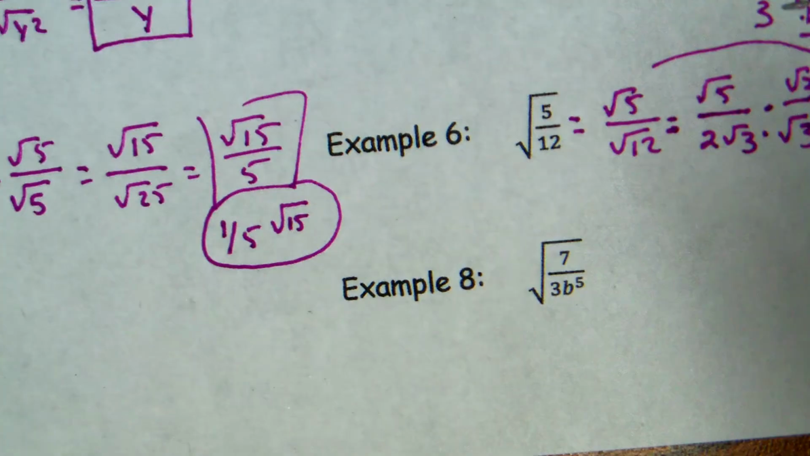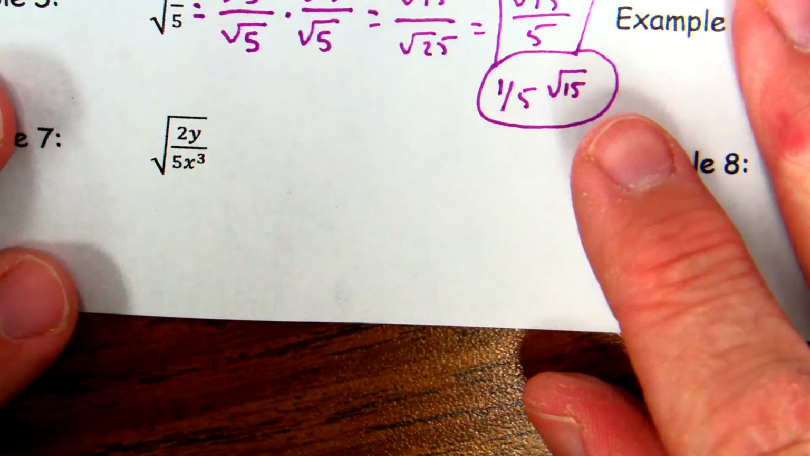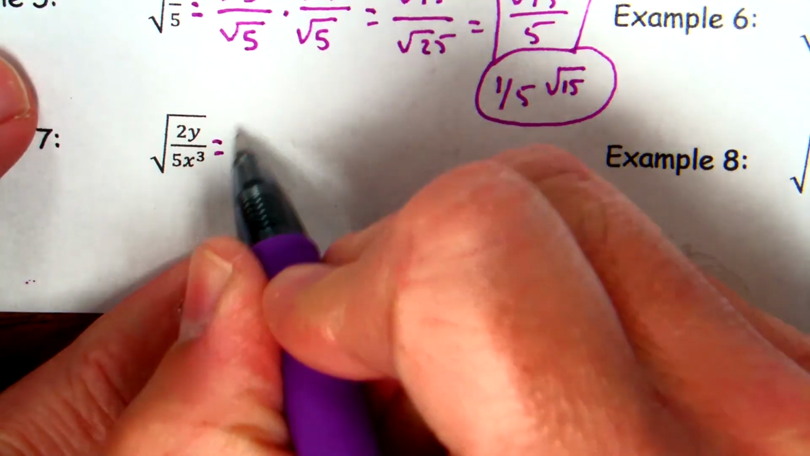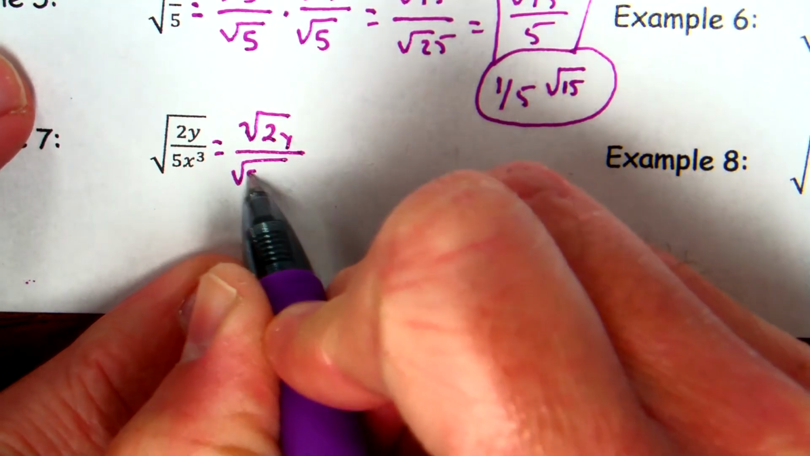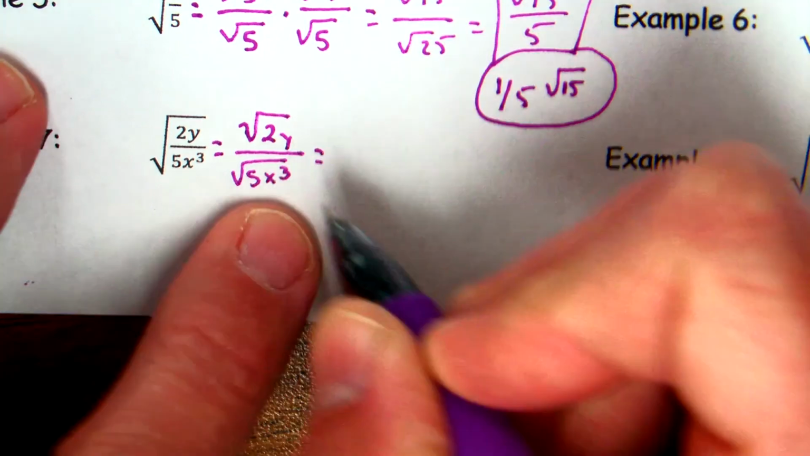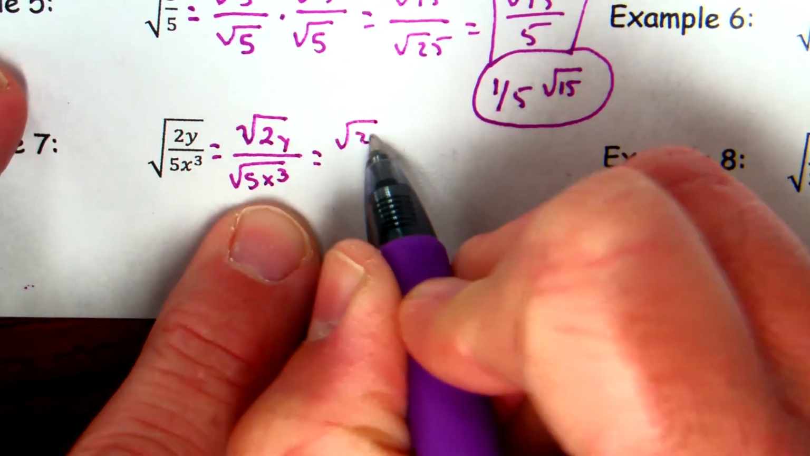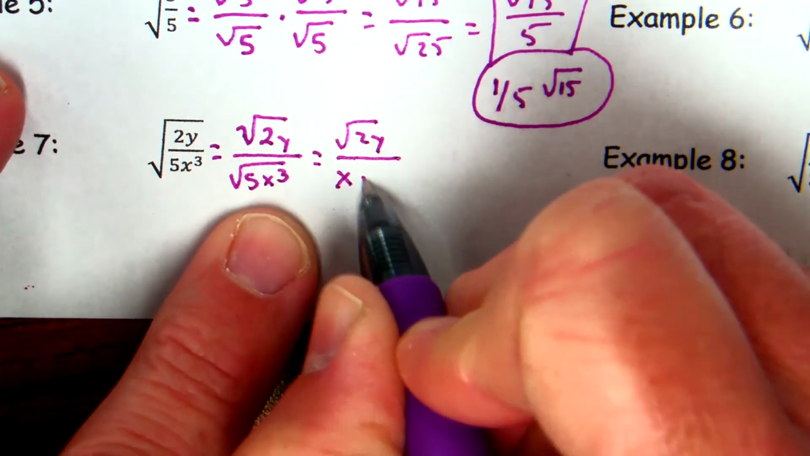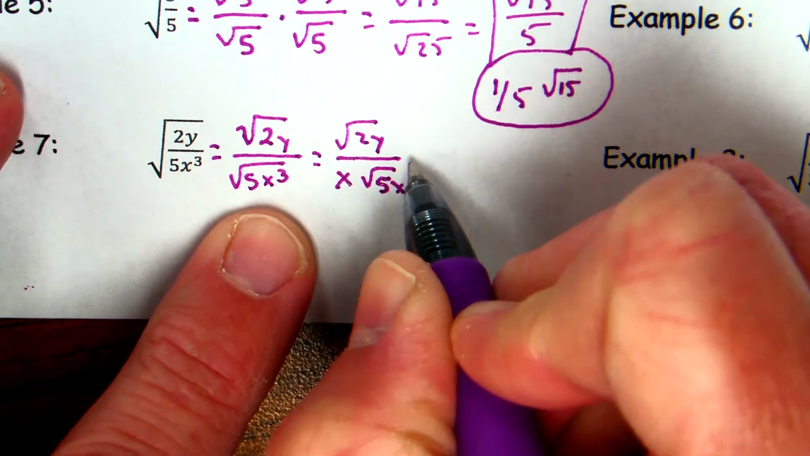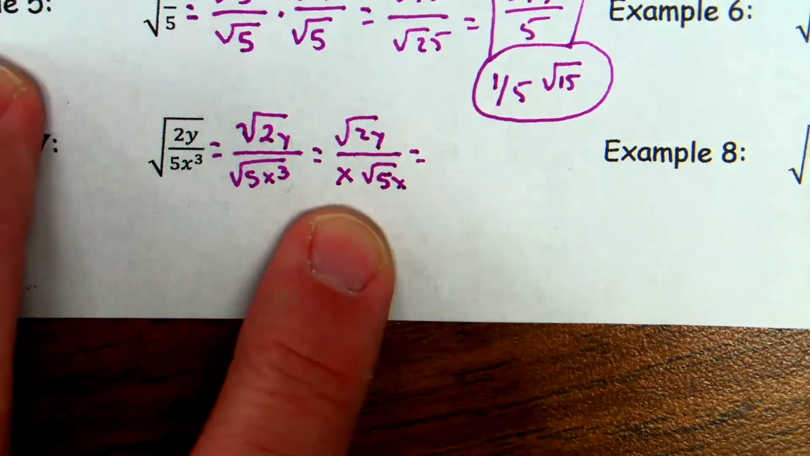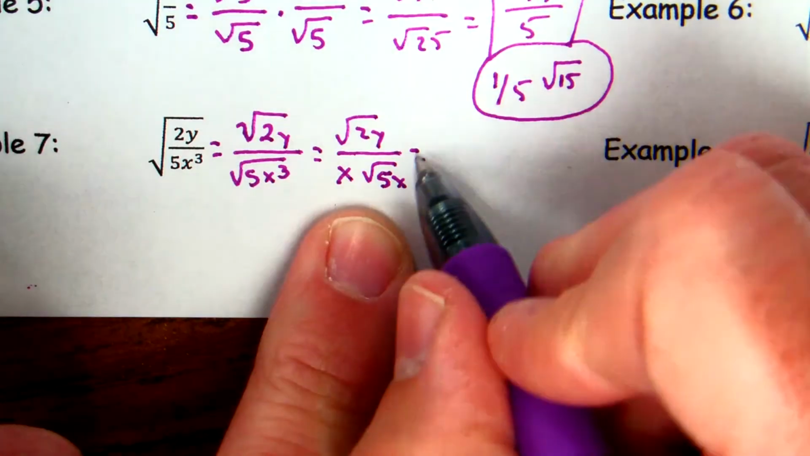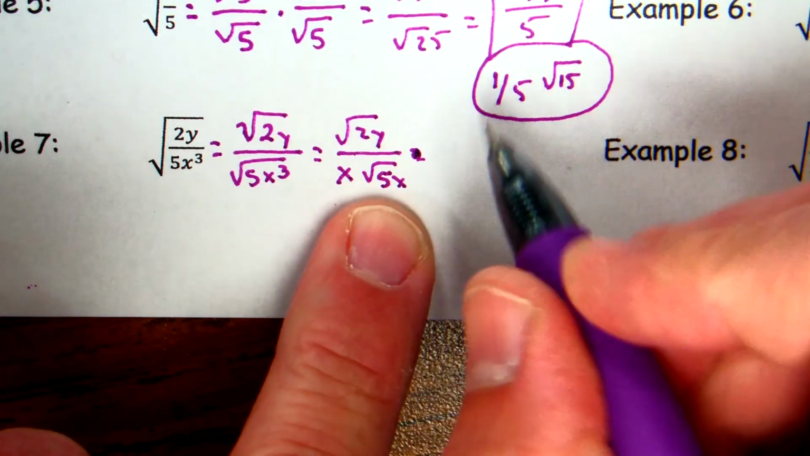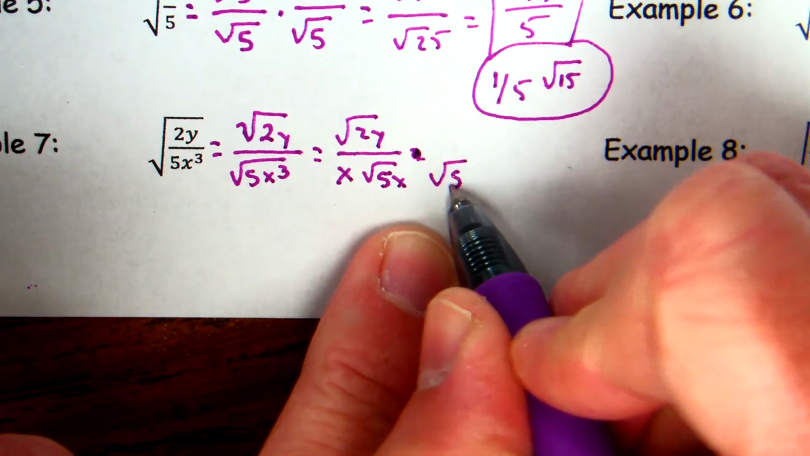I'm going to continue making those increasingly complex. If you haven't mastered those first ones yet, you're going to want to go back and look at those again. This is radical 2y over radical 5x to the third. This is not in simplest form. This is x radical 5x. If that confused you, you need to go back and watch a video on simplifying radical expressions. I want to get rid of the radical in the denominator, so I'm going to multiply by whatever's under that radical.